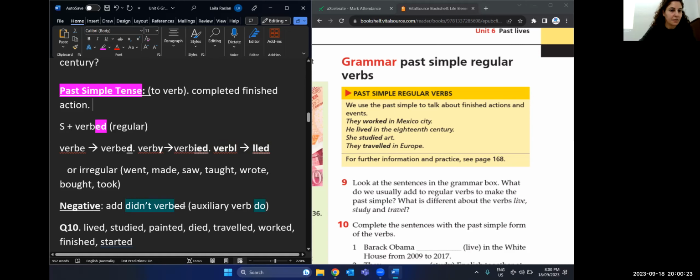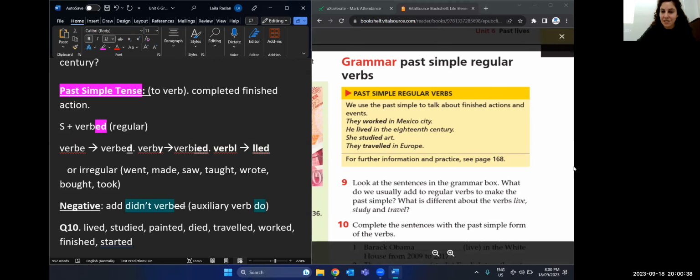Okay, and the regular, you add ED, but if the verb ends in an E, you just add D. If it ends in a Y, you add IED. If it ends in an L, you just double the L and add ED. Okay, so that's number 9.